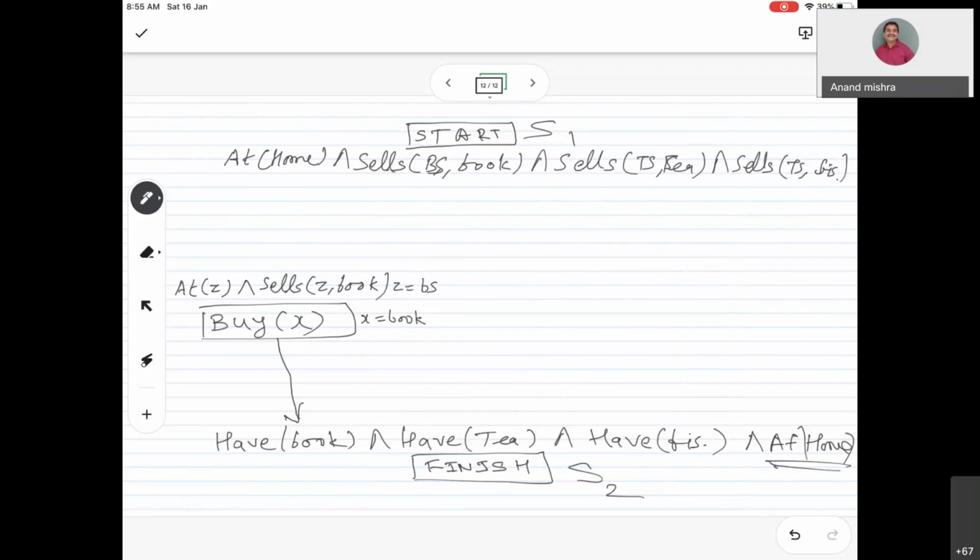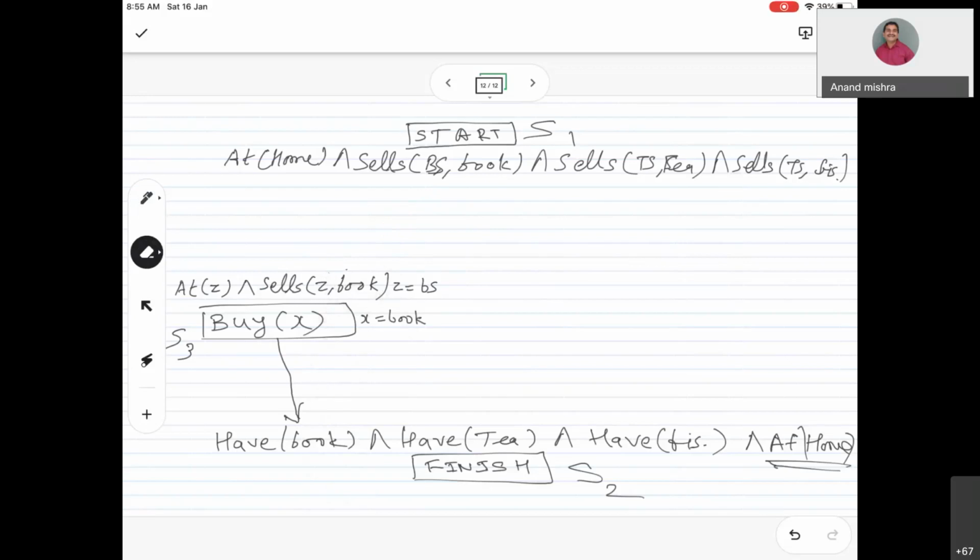You are not at bookstore. Bookstore sells book. That is fine, right? That part we are taking care of from here. This part, there is a link from here. But at G is not satisfied. At G will be satisfied by which action? So this is your S3. At G will be satisfied by what?